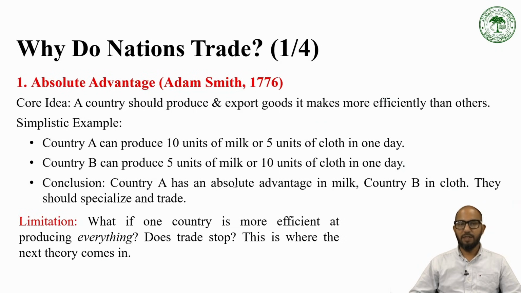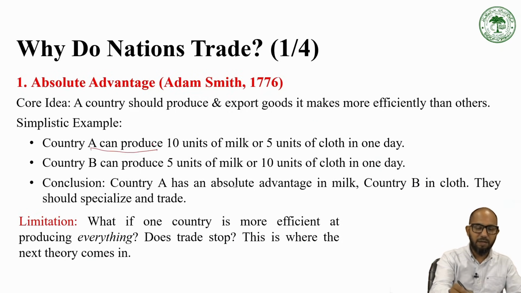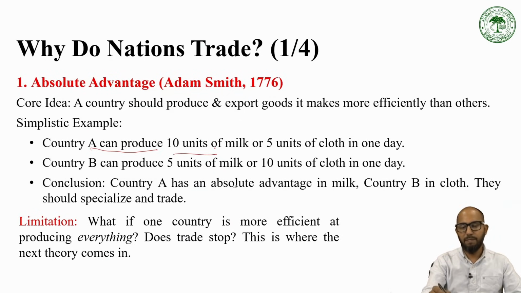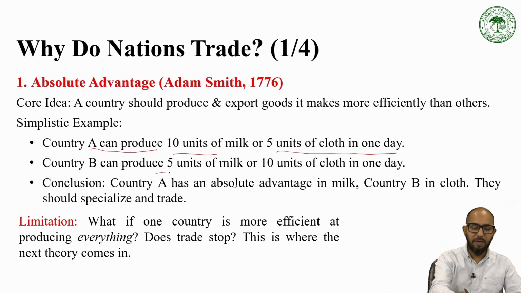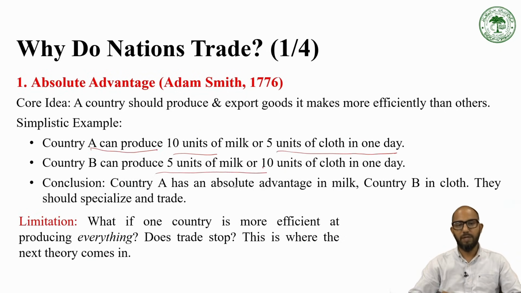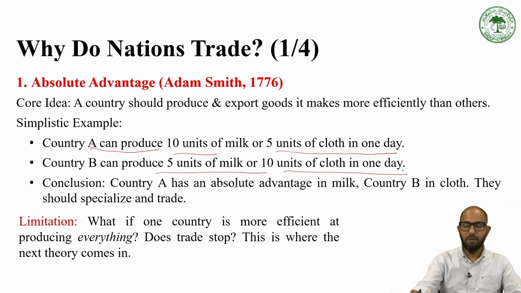The core idea of this theory is that a country should produce and export goods it makes more efficiently than others. Let us take a very simple example. Say, for example, country A can produce 10 units of milk or 5 units of cloth in a day. On the other hand, country B can produce only 5 units of milk or 10 units of cloth in one day.